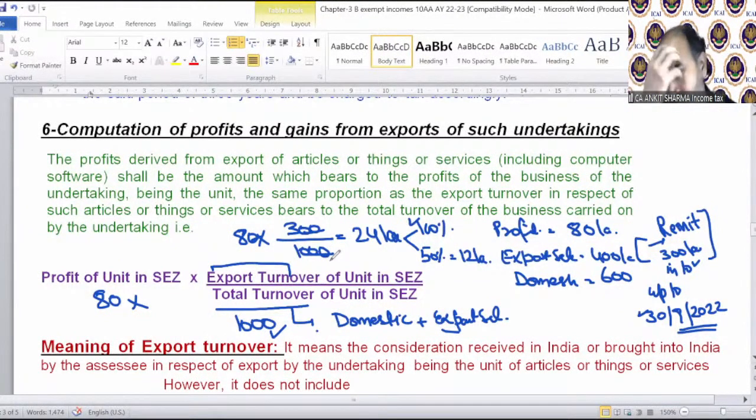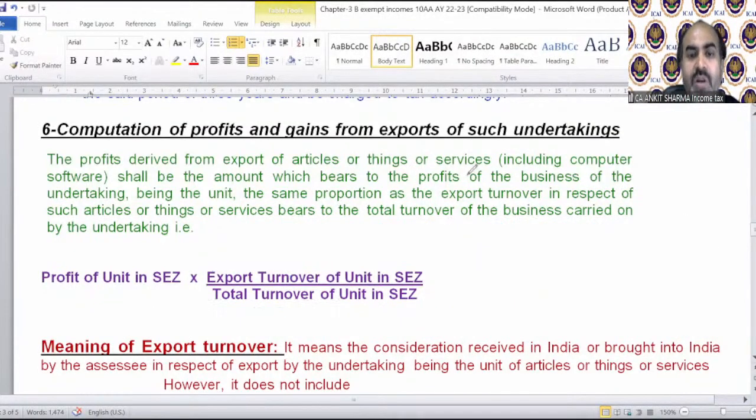It will be given in the question. You just need to learn the formula. All information will be given. You just have to put it into the formula and you will get the answer. That was the meaning of total turnover and export turnover. Clear?